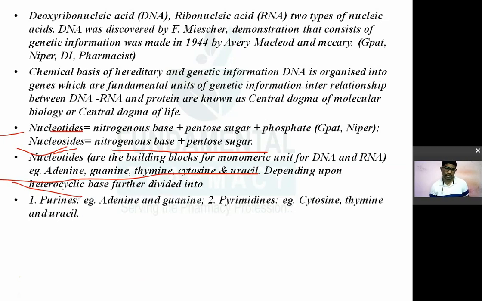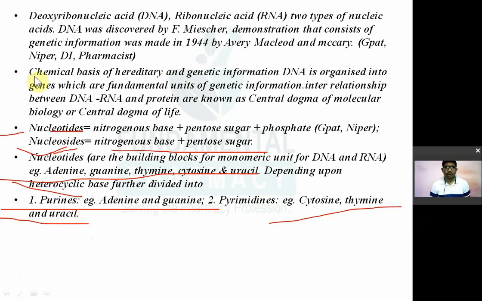Remember which are in purine. Purine consists of two, adenine and guanine. So adenine and guanine are purines. Which are pyrimidines? In pyrimidine you have cytosine, thymine and uracil. So purines include adenine and guanine, and pyrimidines include cytosine, thymine and uracil.